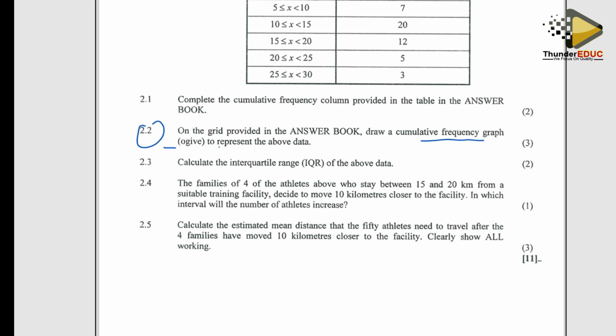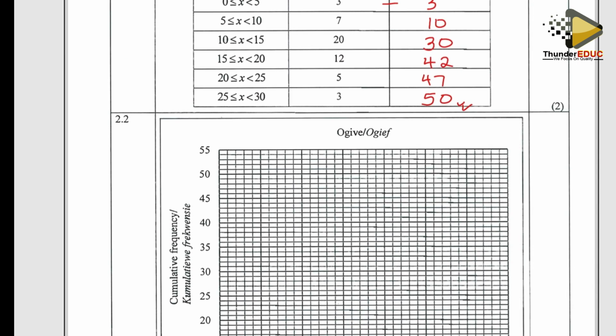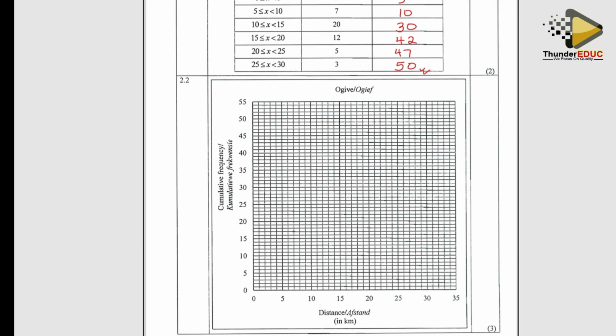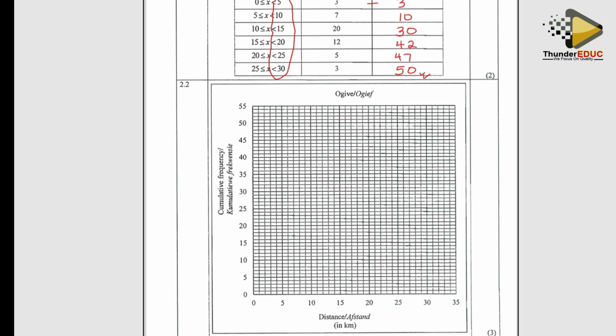Then 2.2, on the same grid, they want us to draw the cumulative frequency graph, or the ogive. One thing we need to know about the ogive is that it's plotted as the class intervals, in this case the distance, against the cumulative frequency. When we are plotting, we always use the upper class boundaries. An example: between 0 and 5, we're going to use 5. At 5, the cumulative frequency is 3.